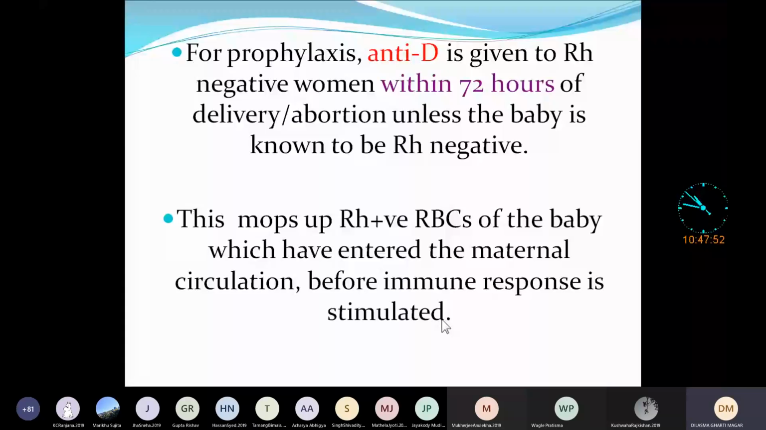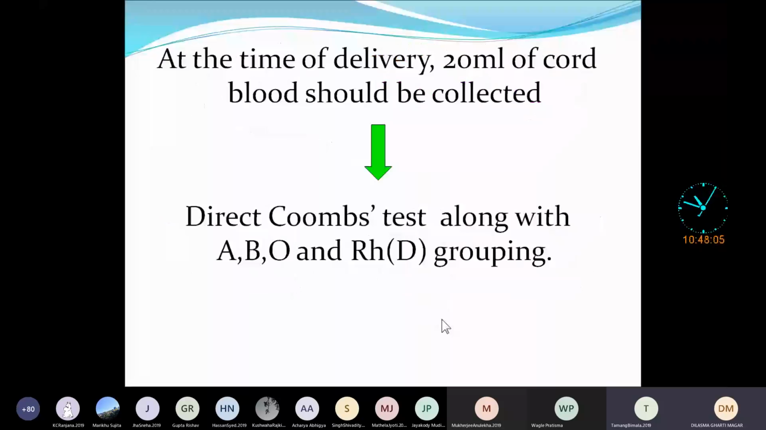Clear? This slide is clear? Yes, ma'am. Anybody, anything you want to ask here?